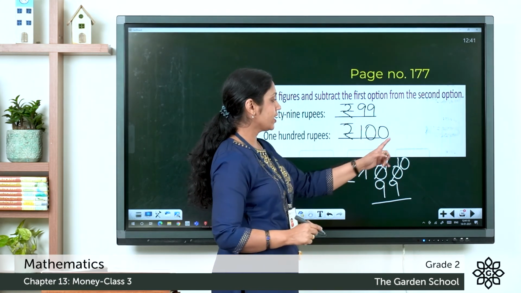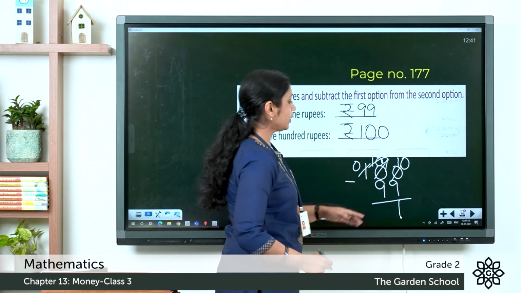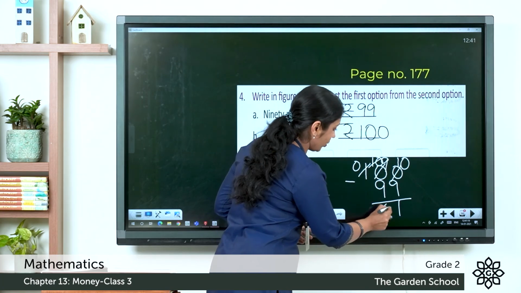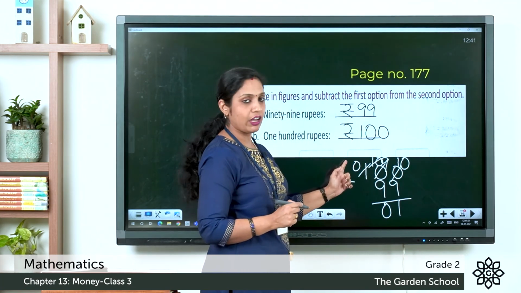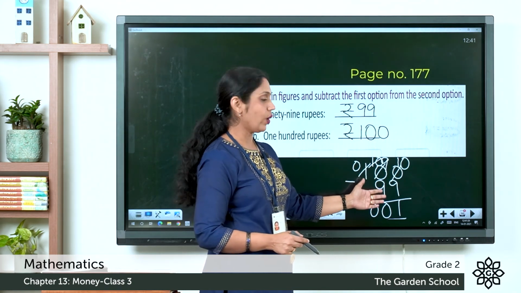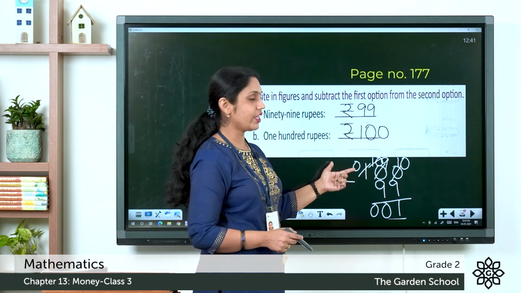Now we'll subtract 10 minus 9 is equal to 1. In the tens place, we have 9 minus 9, that is 0. And again in the hundreds place, we have only 0, that we'll write it. And here we get the answer 1. So 100 minus 99 is equal to 1. So hope this is clear to you now.